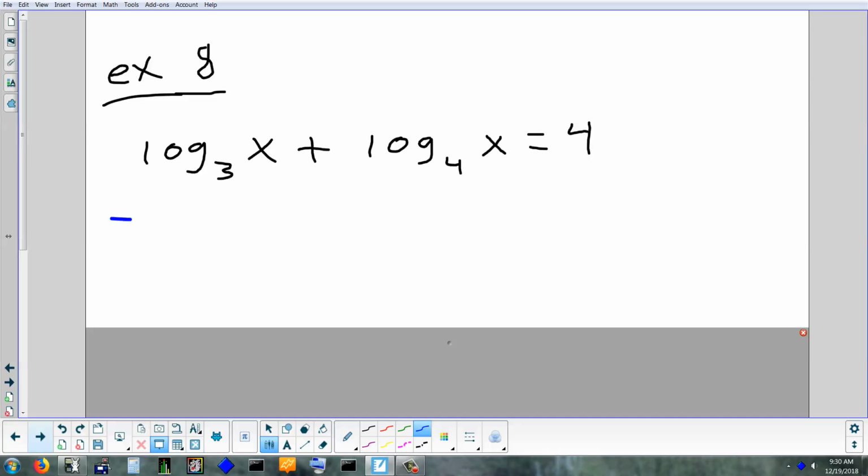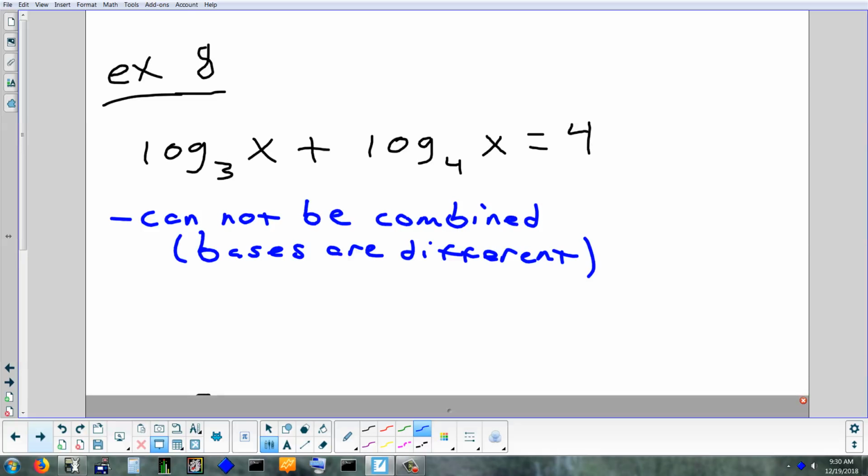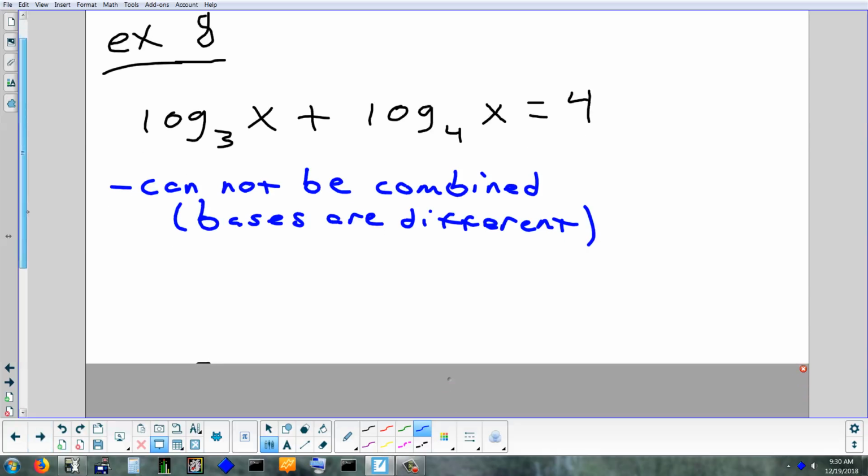That's probably the most important thing that I want you to take away from this. Cannot be combined. And the reason? Bases are different. Now, for this one, that doesn't mean I can't solve it. I could solve it if I started out by doing something like this.